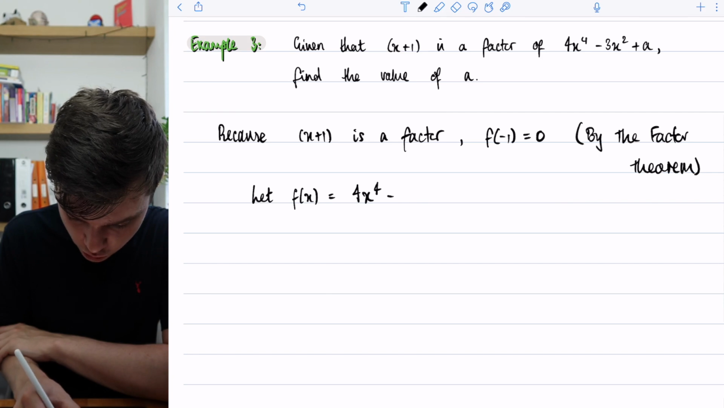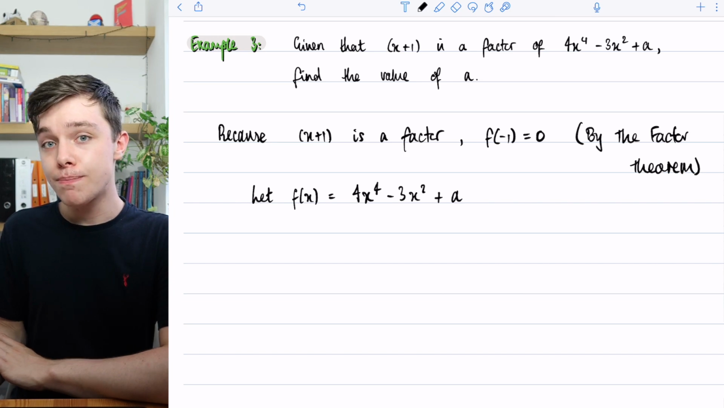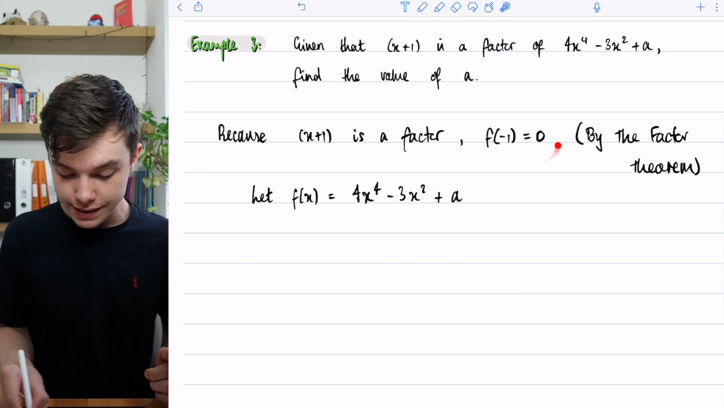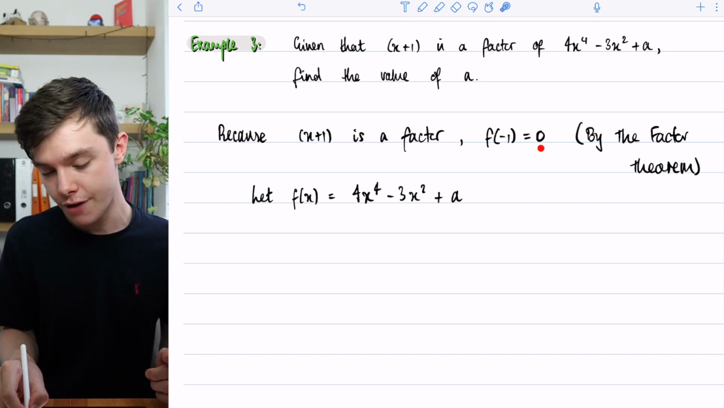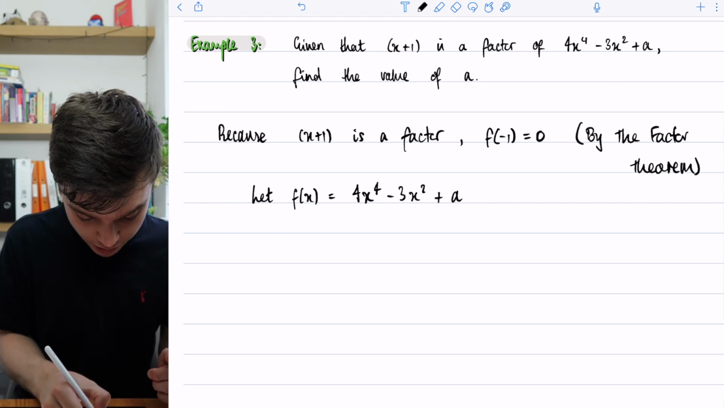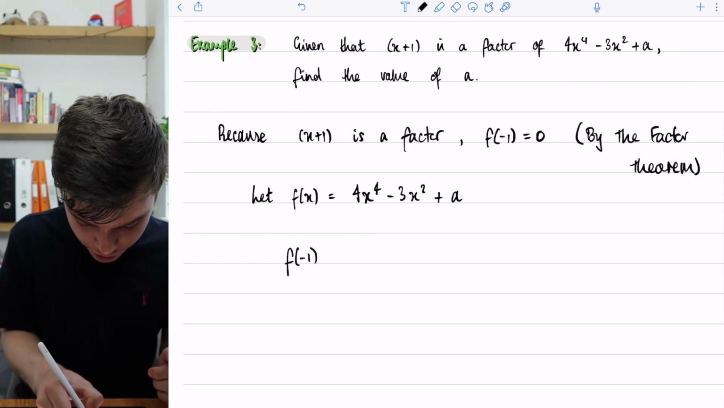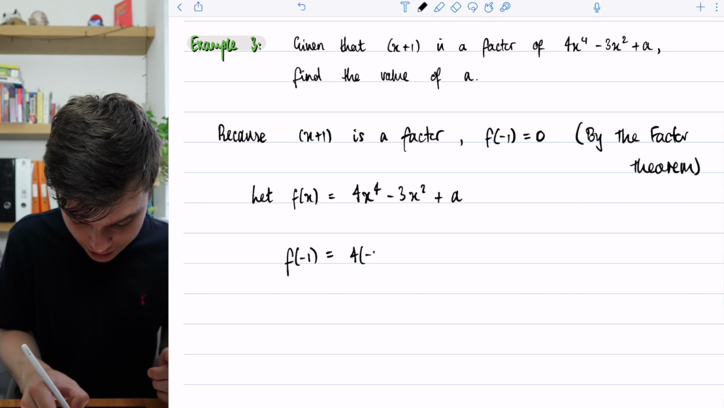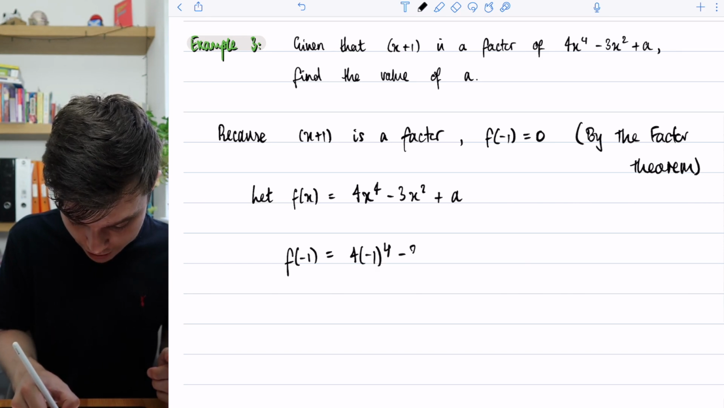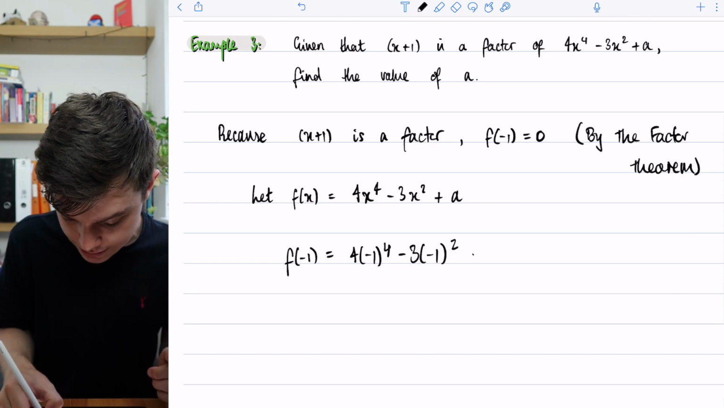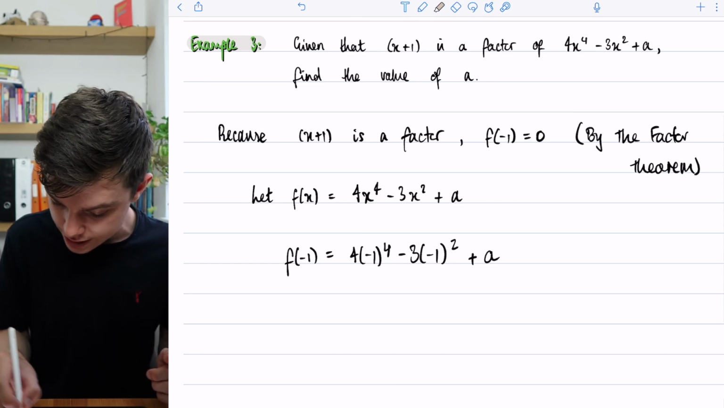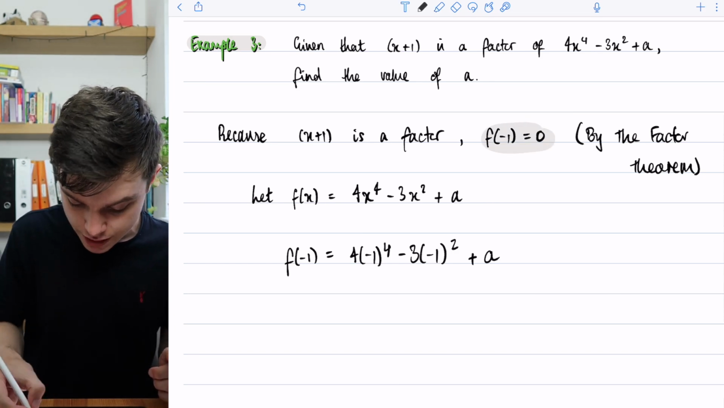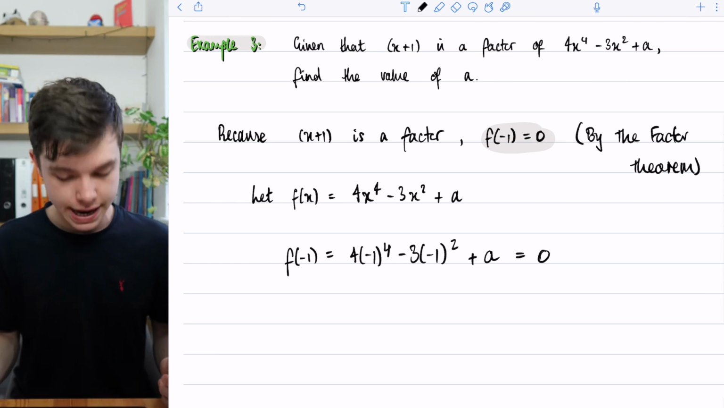So 4x to the 4 minus 3x squared plus a. Then if we substitute minus 1 into that, we know we are going to get 0 because x plus 1 is a factor. So f of minus 1 is 0. So let's substitute that in. f of minus 1 is going to be equal to 4 times minus 1 to the 4 minus 3 times minus 1 squared plus a. But we can use this piece of information here, in fact we'll highlight it in grey, that piece of information there to say that that must be equal to 0.